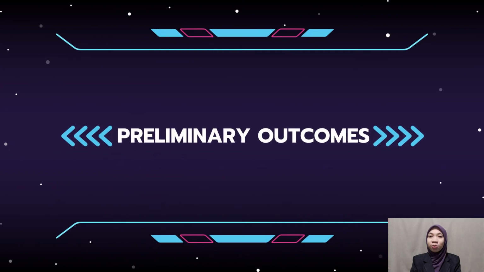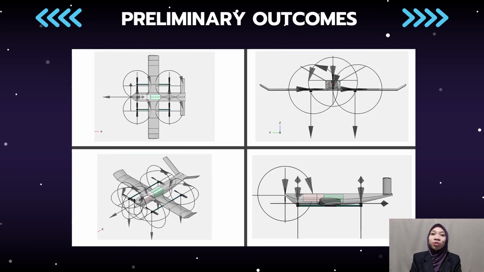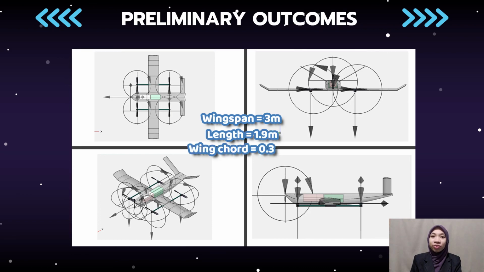The next part is the preliminary outcomes from the parametric study that has been done. This slide shows the proposed UAV design that I have designed for the study. It has a wingspan of 3 meters and a length of 1.9 meters. The wing chord of the UAV is 0.375 with an aspect ratio of 8.